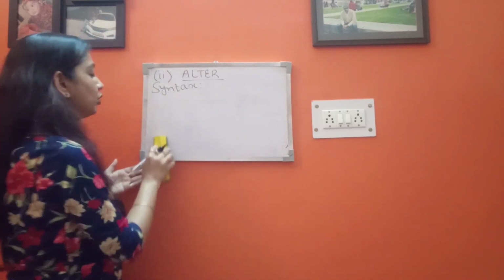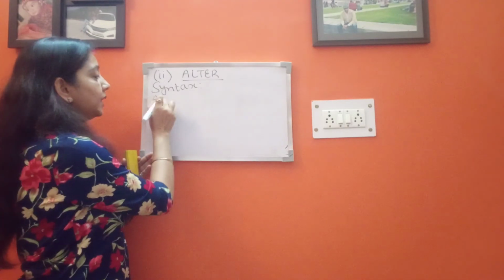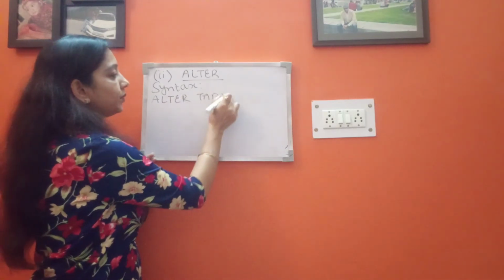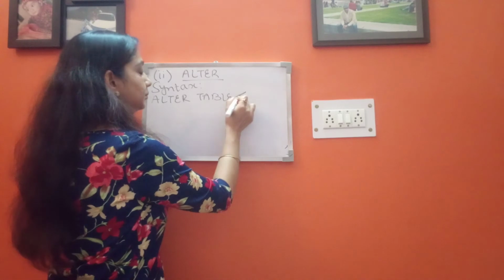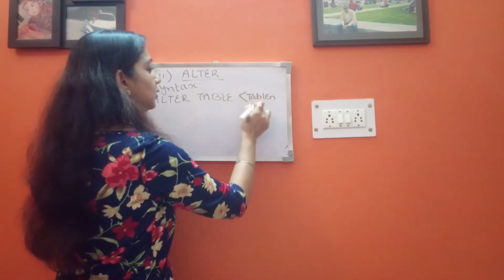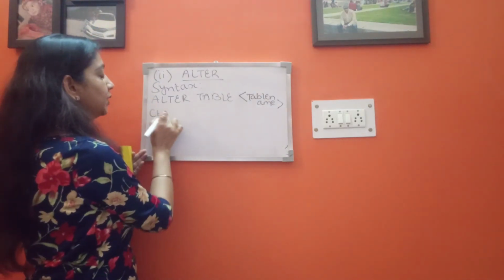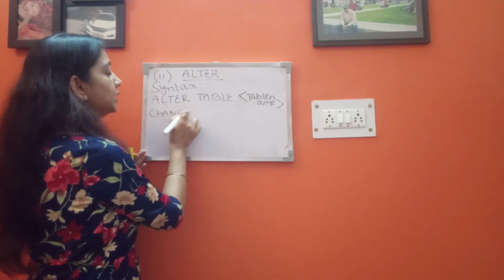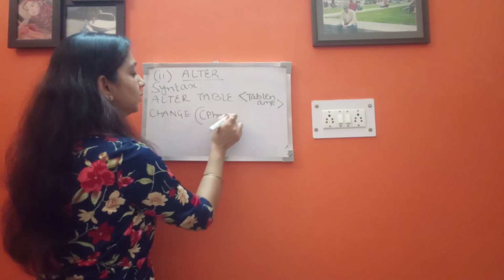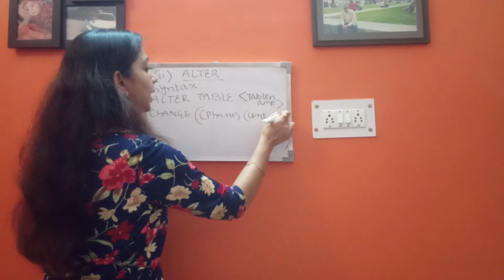Now for example, I want to change the name of an existing column to some other name. Again the syntax for this is alter table name. I will specify the name of that table. Then what do I want to do? I want to change the column name. I will write change as the keyword here. Change which column? I want to change the phone number to contact number and a semicolon.